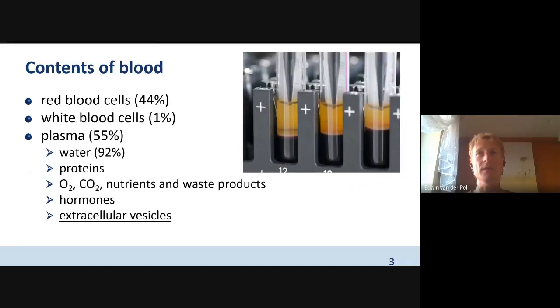Contents of blood. Here on the right, you can see centrifuged blood tubes. If you take blood and put it in a centrifuge, then after a few minutes at the right speed, you get something like this. It's clear that the blood splits up into different components. At the bottom, you can see the red blood cells. On top is a very tiny layer, called the buffy coat, with white blood cells. And above that, we have the plasma. This plasma consists mainly of water, but dissolved in this water are many components: proteins, oxygen, nutrients, hormones, but also extracellular vesicles.